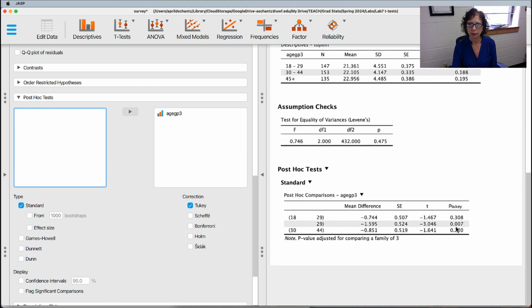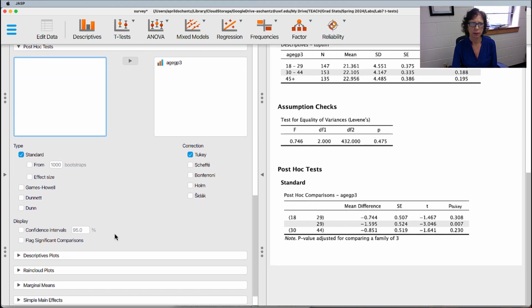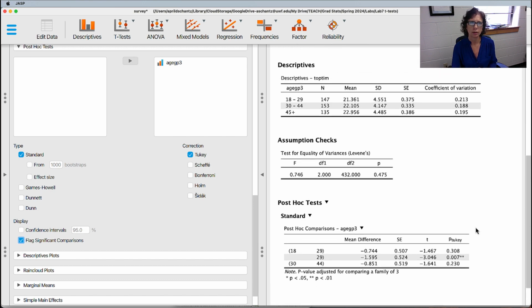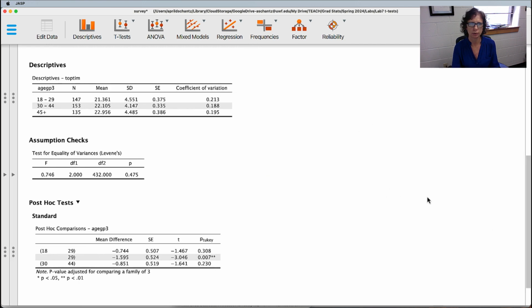Now, one thing that we could use is the flag significant comparisons, but I mean, we can see that that is less than 0.05, so I think we're fine. Let's take a look at this first write-up to see how we get this information into the write-up itself.